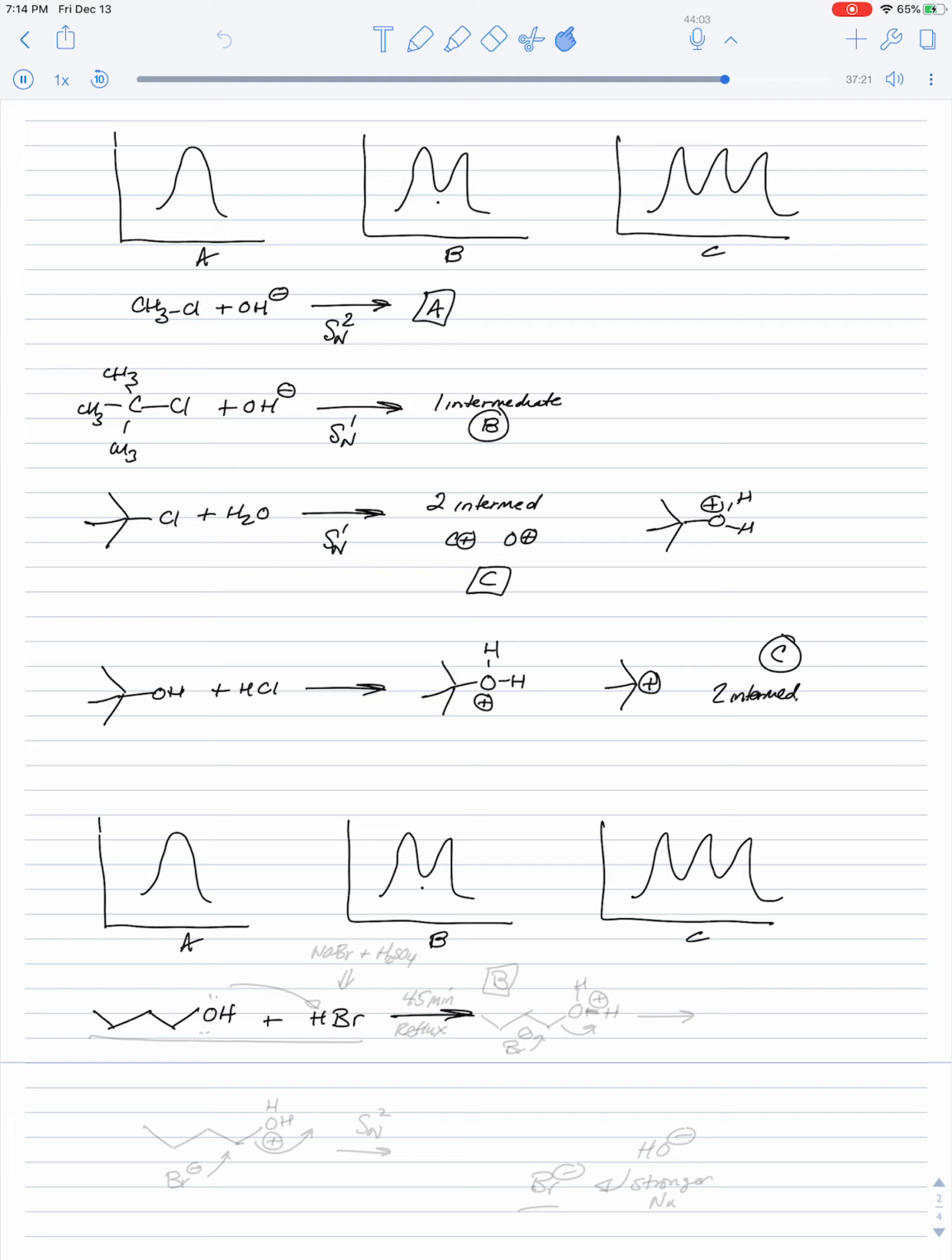There will be no primary carbocation. True. But I do need to protonate the OH before it can leave. So I would take this OH, protonate it to make the oxonium ion, and then the Br minus would come in and add and kick off the water. So in this case, I would have one intermediate. So this would fit reaction coordinate diagram B.